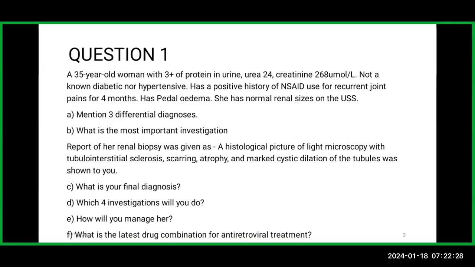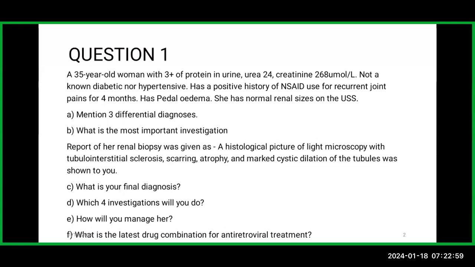Now, they said give us 3 differentials. Your differentials have to hone around glomerular disease. Yes, they've given us some information here. The recurrent joint pain, yes, you can start thinking it's some form of connective tissue disease, such as SLE or otherwise, because that would also give you glomerular disease and would be responsible for the 3 pluses of protein.